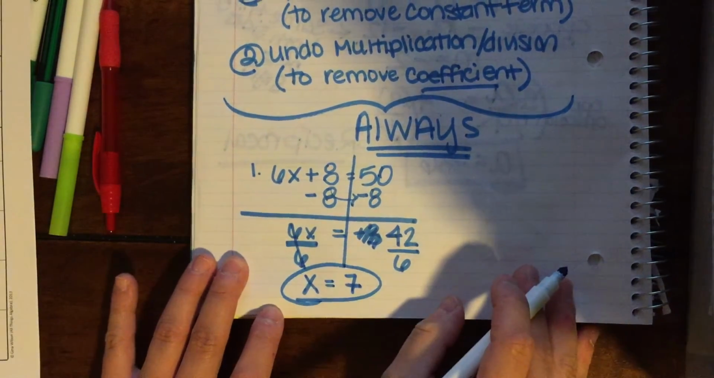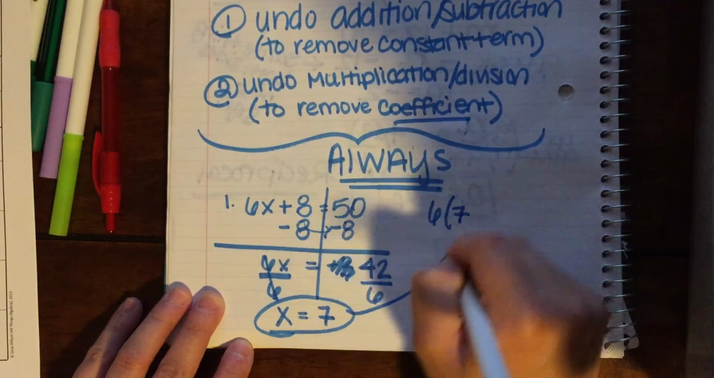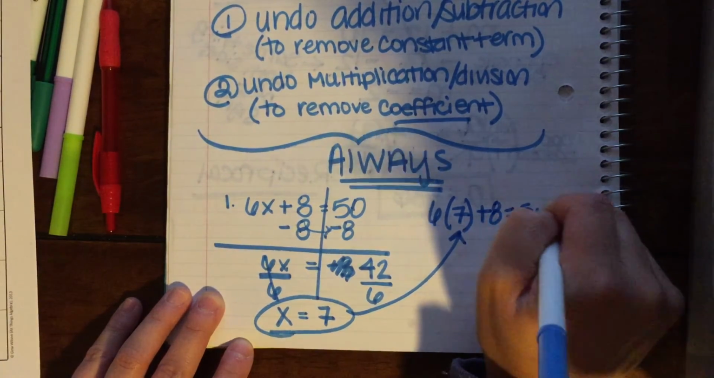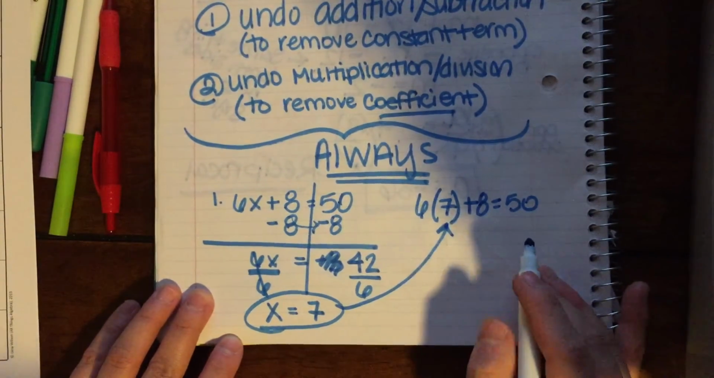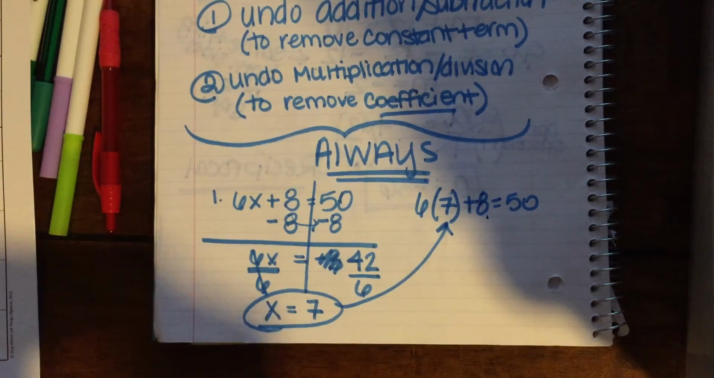If we wanted to check our work, we would say 6 times 7 plus 8 equals 50. 6 times 7 is 42, plus 8 is 50. So we are correct.